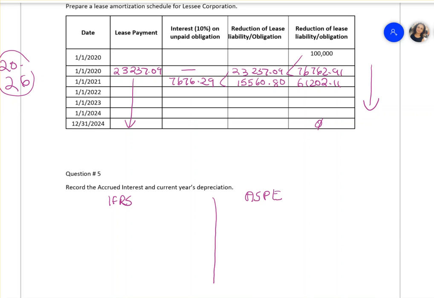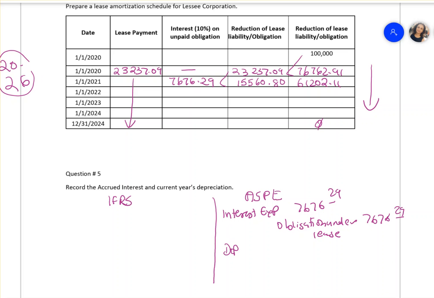So what we're going to do is make an entry: debit the interest expense, credit your obligation under lease, which is going to be 767,629. Then we go to our next part, which is our depreciation expense entry.